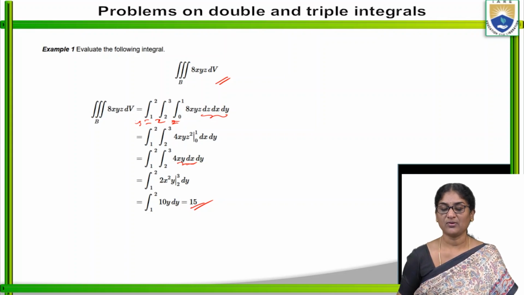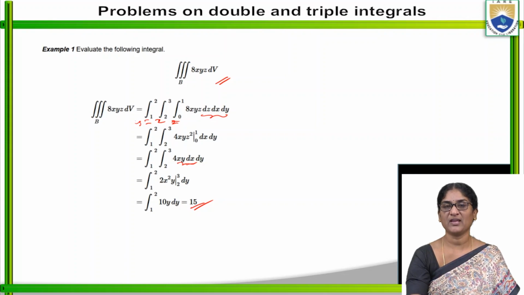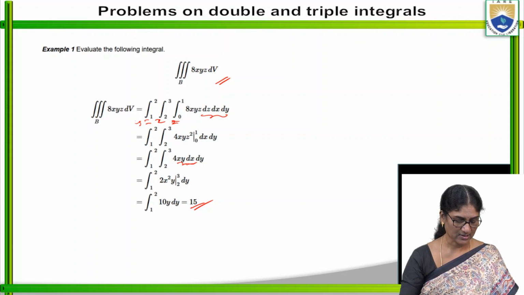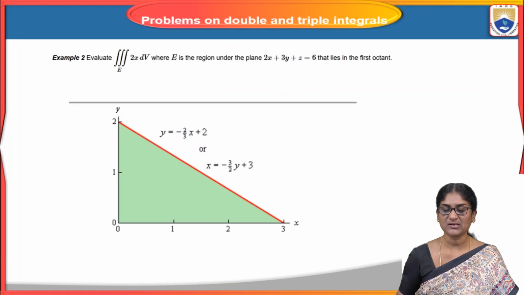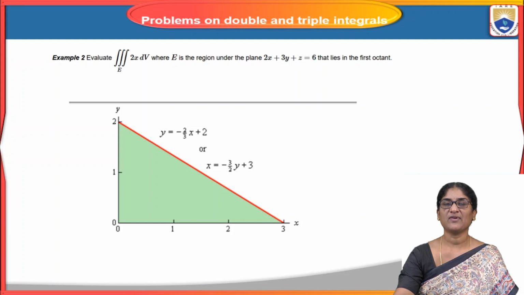So this is how we can do the triple integration, and in this question all three variable limits are taken as constant. Now next question: evaluate the triple integral of 2x dV, where E is the region under the plane 2x + 3y + z = 6 and lies in the first quadrant.